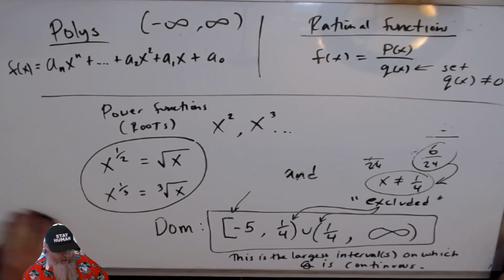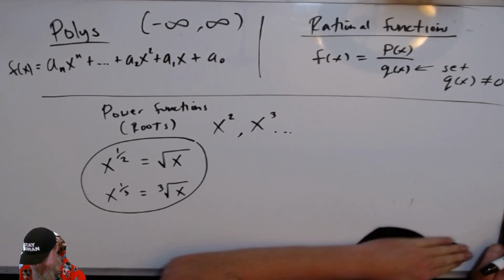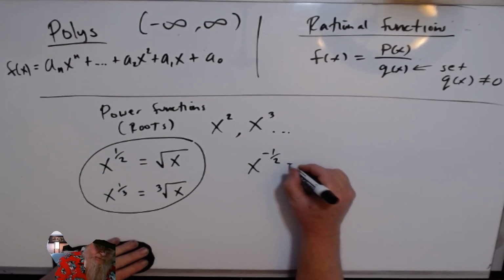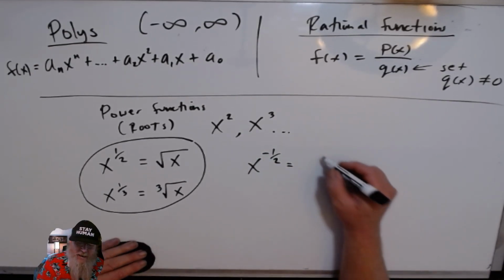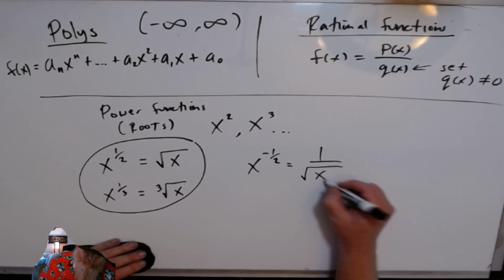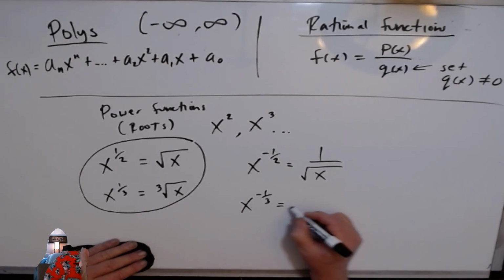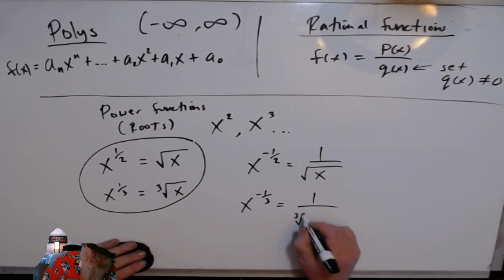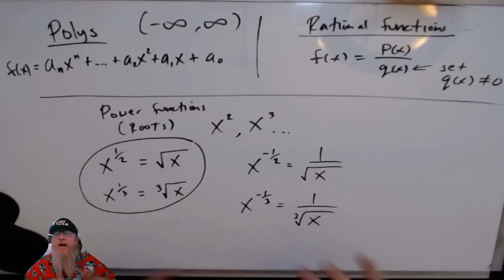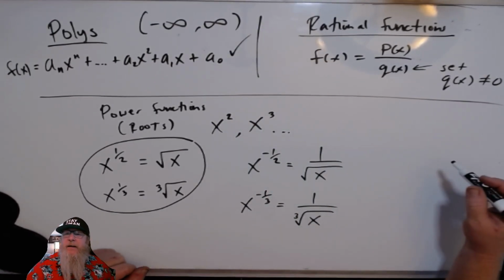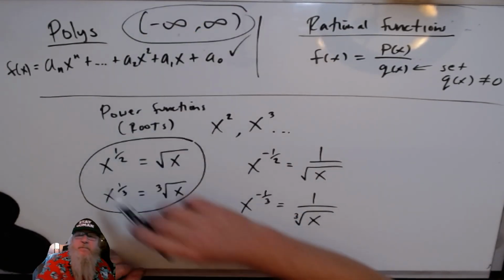Yeah. You can also have negative power functions. Negative 1/2, that would be 1 over the square root. And I'm getting a little bit far afield here, but I'm just sort of talking, this is what we've dealt with so far. So we've dealt with polynomials. Those are the easiest ones.